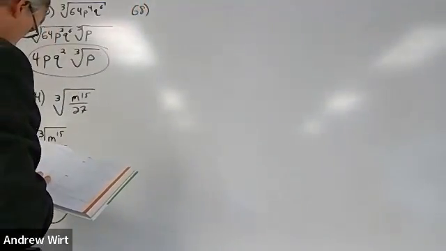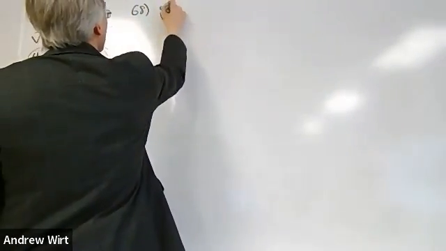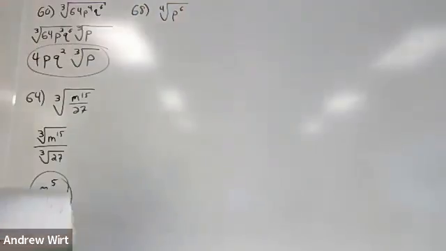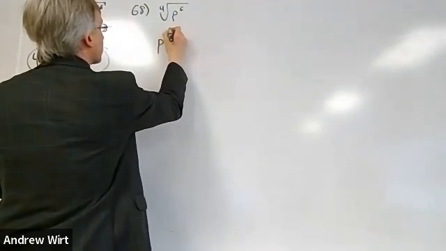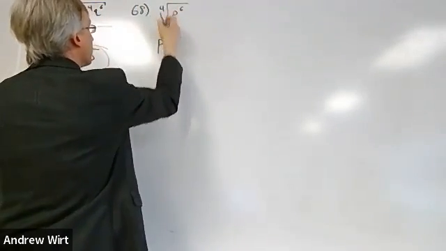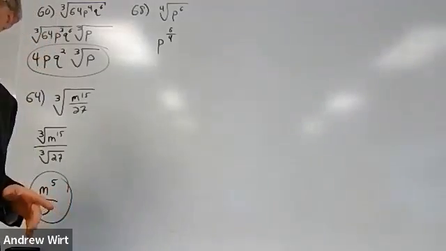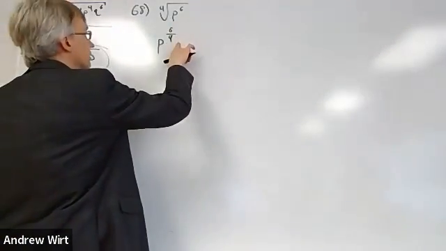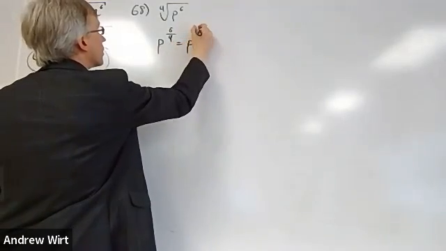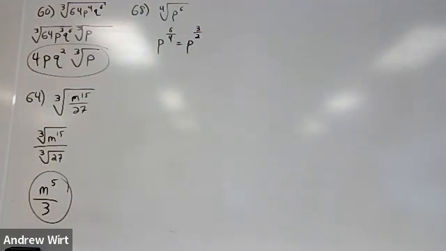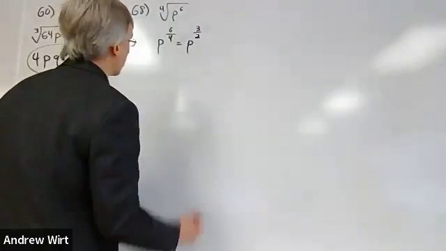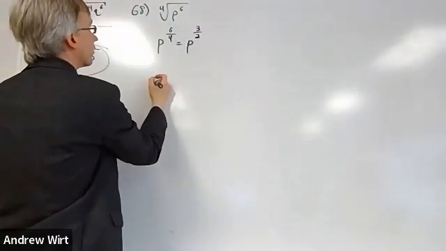68. We're going to do the fourth root of p to the 6th. Converting to rational exponent form, exponent goes on top and index goes on the bottom. So it's p to the 6/4 power. Now we can reduce this fraction to 3/2. So now we can go back to radical form.